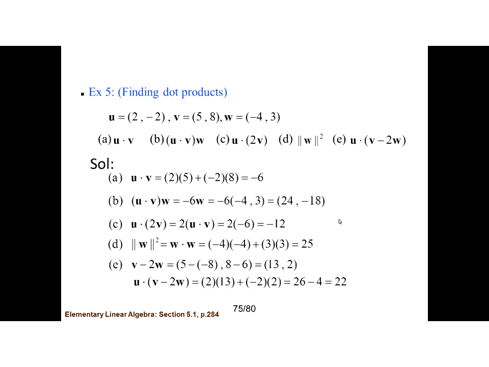And the third thing, the norm of W, the D part, we have to check it a little bit. Maybe it is not correct, because for the norm of W we have to take the square root and then square. We will do it like this. And next is V minus 2W. So V is given and 2W is like this, and we get this result.